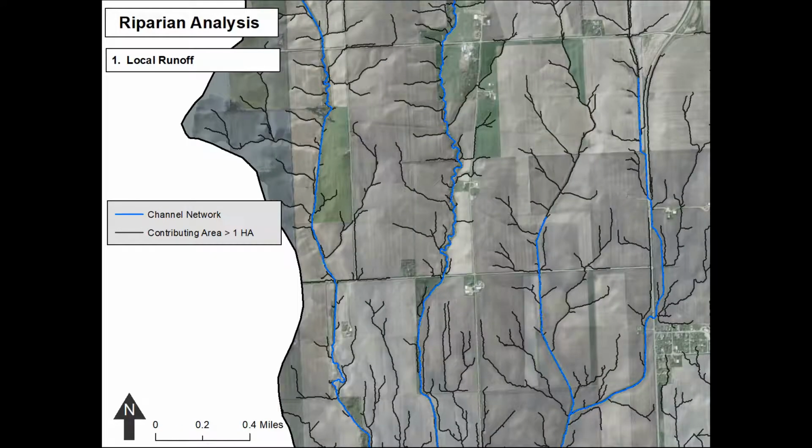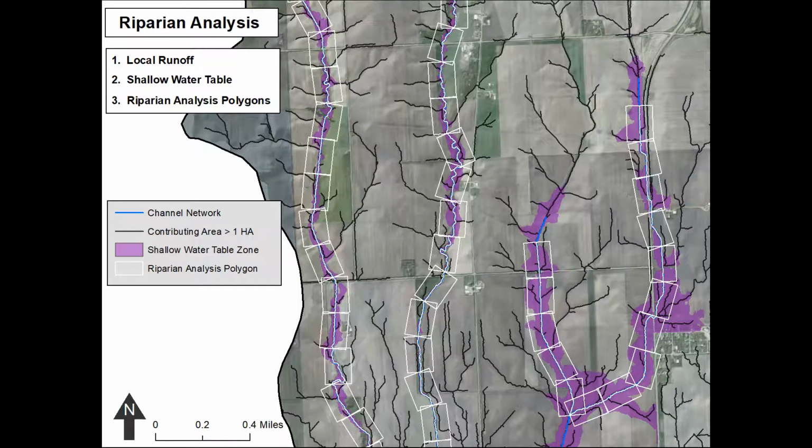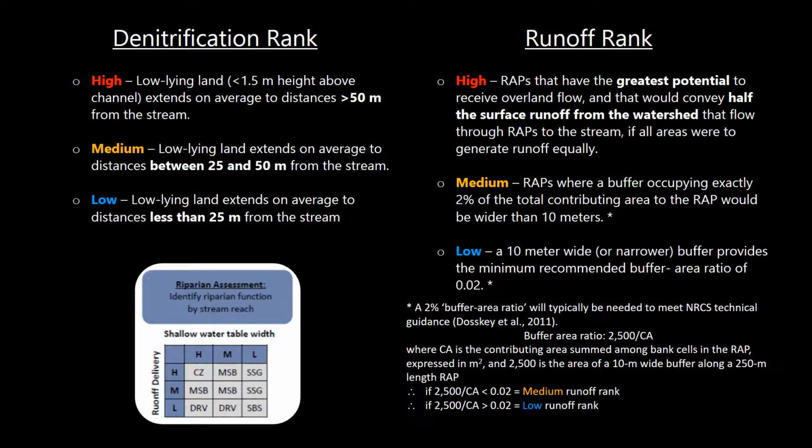The first step of this tool is to determine the local runoff to those riparian analysis polygons. In the second step, it identifies a shallow water table, which it does by using the height above channel raster and finding the zones that were less than 1.5 meters above the channel. Next, the riparian analysis polygons are overlaid, and within a RAP we determine how much runoff is going to it and what the average width of the shallow water table is within there. Next, we need to assign a denitrification rank and a runoff rank before we can begin our cross-classification assessment.